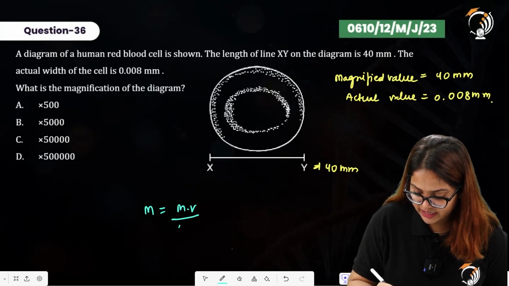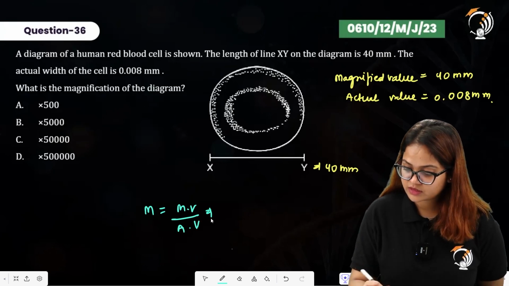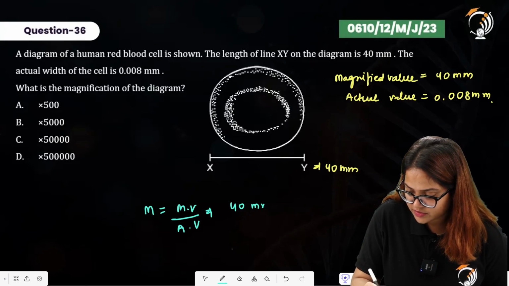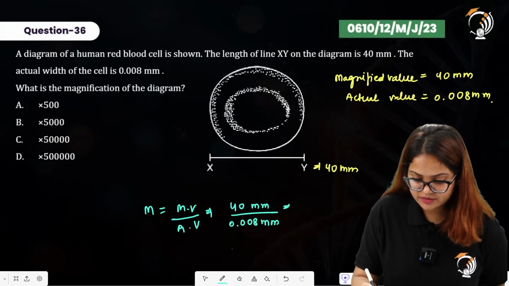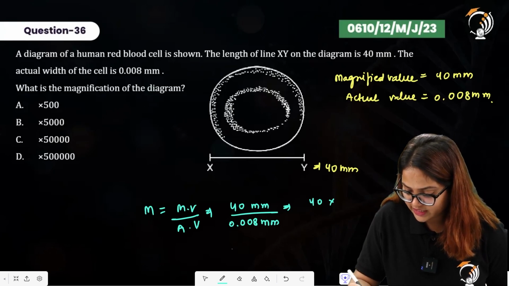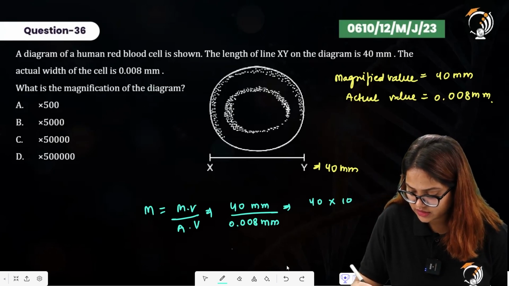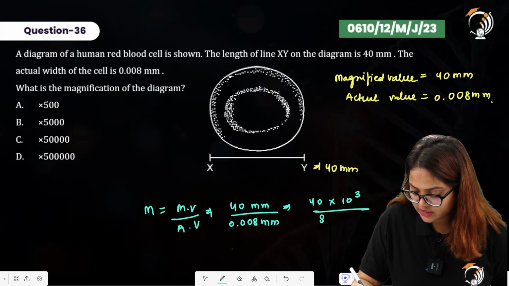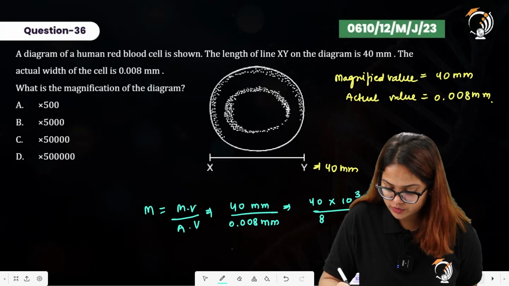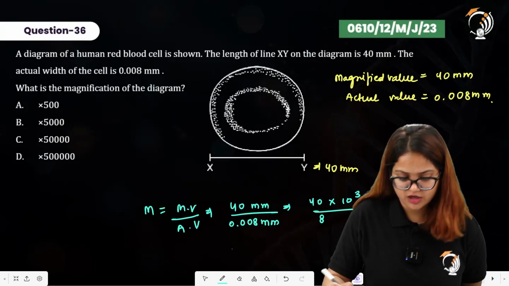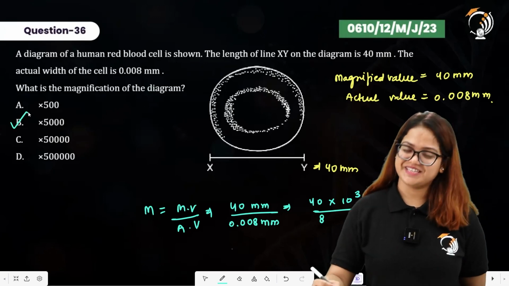So that you can apply the formula, magnified value divided by actual value, 40 millimeter divided by 0.008 millimeter, 40 into 10 to power 3 here divided by 8. So this comes out to be 5000 times. Option B here is the right answer.